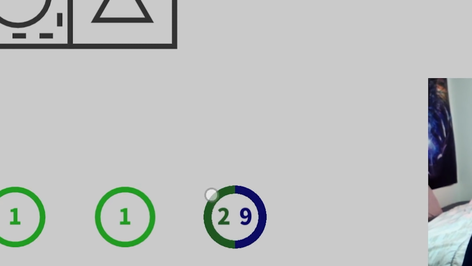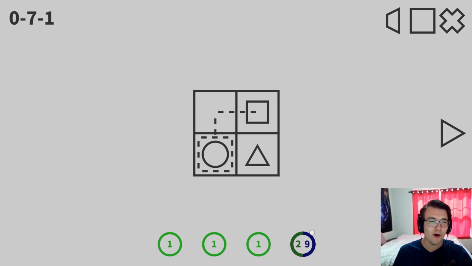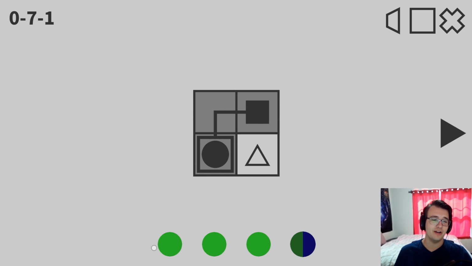Level 7. What? A 2-part rule? 3 from section 1 and a 2-9. What the hell is this? Alright, rule 1, start with a circle. Rule 2, end with a square. Rule 3, don't touch the triangles. Okay, that's simple. And then 2-9?